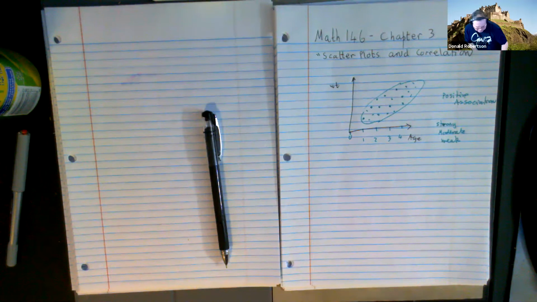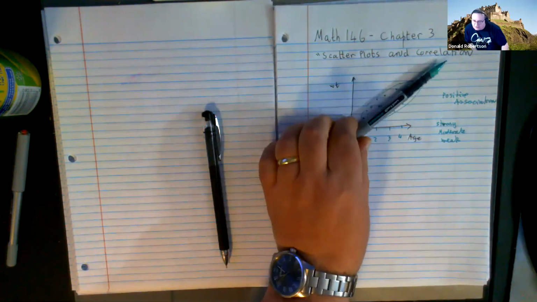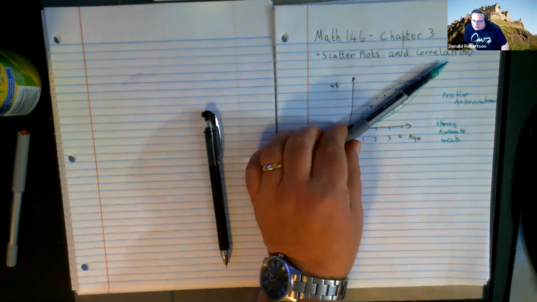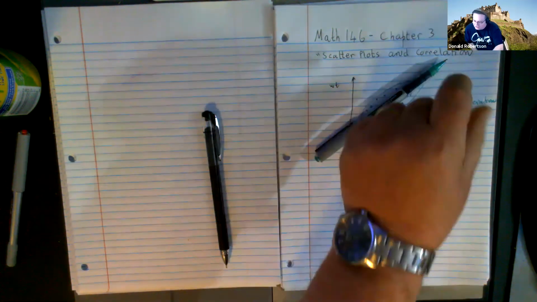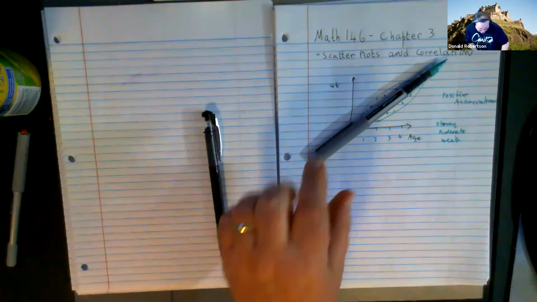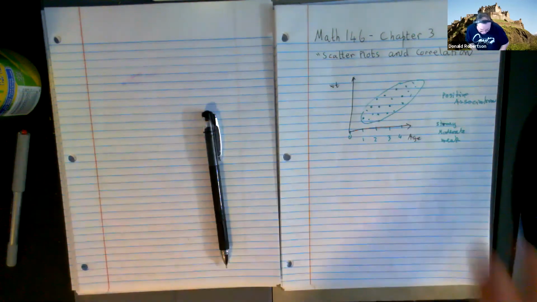Strong would be basically all the dots would probably be inside that pen. There'd be a little bit of bumping up and down, but there'd be a very skinny sausage. That would be an example of strong. You might think it's weak. I think it's moderate.